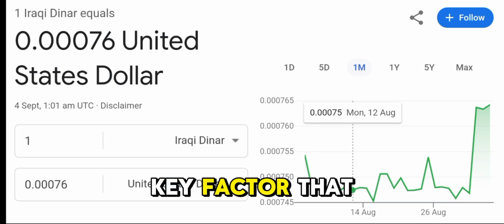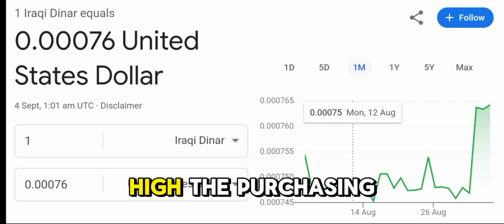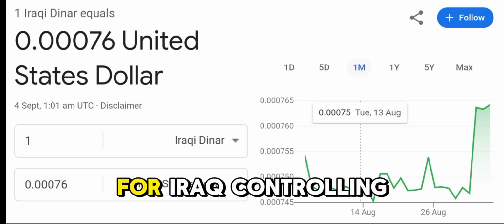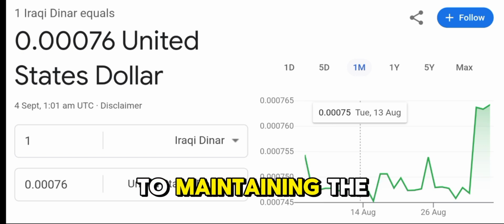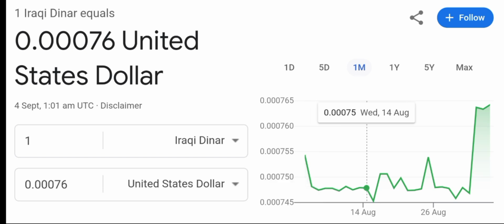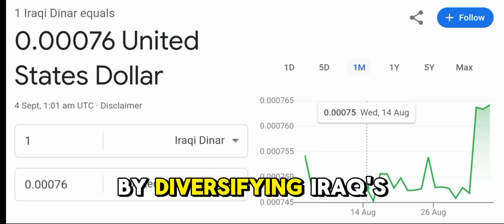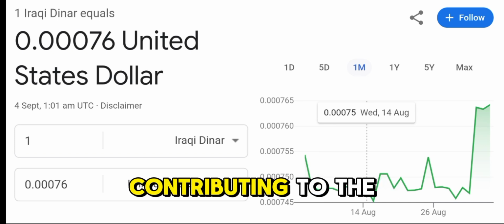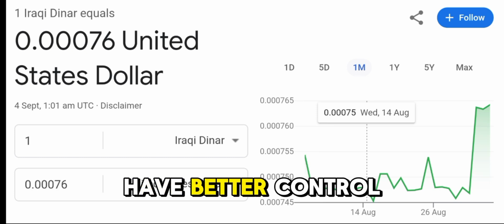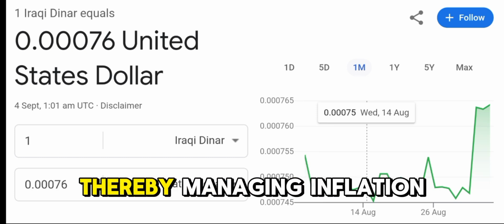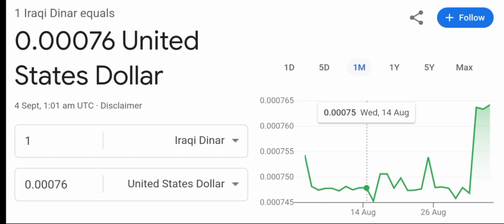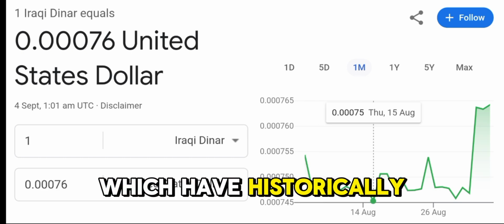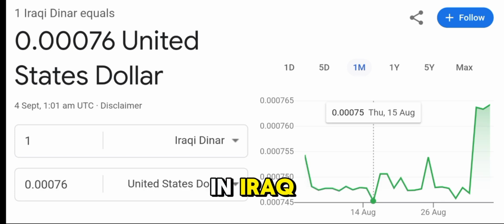Inflation is another key factor that affects currency value. When inflation is high, the purchasing power of a currency decreases, leading to a decline in its value. For Iraq, controlling inflation is crucial to maintaining the strength of the Iraqi dinar. The Development Road Project, by diversifying Iraq's income sources beyond oil, can help stabilize inflation. With more sectors contributing to the economy, the government will have better control over money supply and prices, thereby managing inflation more effectively. A diversified economy is less susceptible to the volatile swings in oil prices, which have historically been a significant driver of inflation in Iraq.